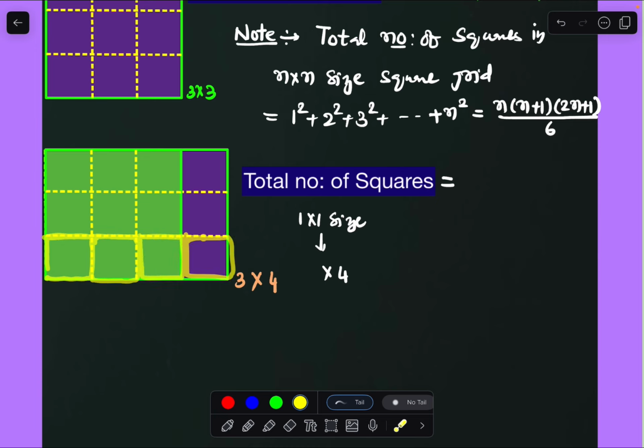How many 1 unit rows are there here? So 3 rows are there. What will we get? The total number of 1 by 1 unit size squares is 3 into 4, right?